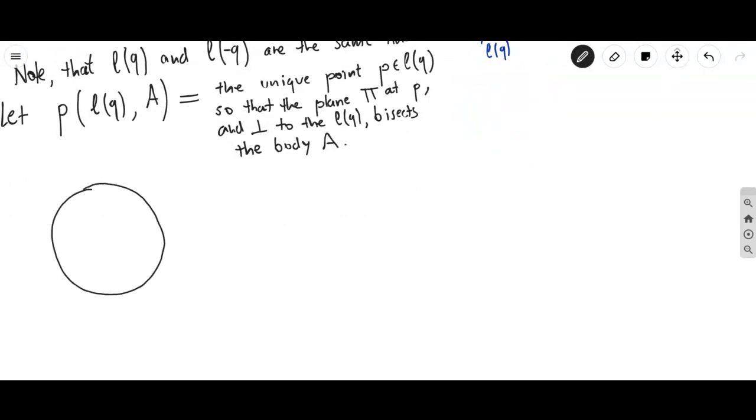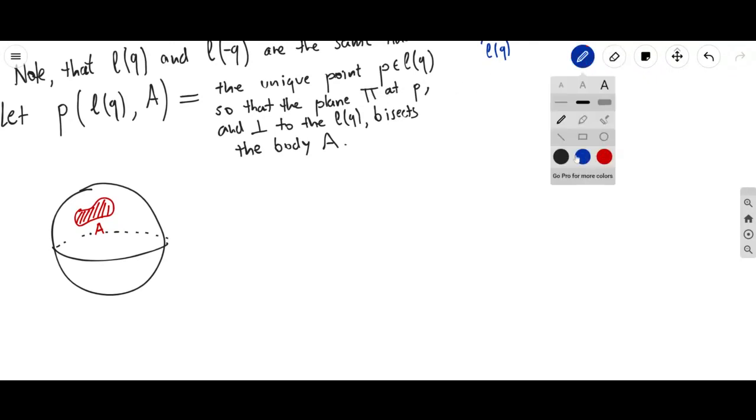Let me draw a larger picture for you. This is our sphere. And within the sphere, we have a body completely contained inside the sphere. This is what we're calling body A. You can do this for any one of the three bodies. I'm just doing it for body A, but the same type of definition can be made for the other bodies. And you pick Q anywhere, right? So let's say you pick Q right over here. You're going to draw the line. So this is the origin, and the line passes between the origin and Q. This is L of Q.